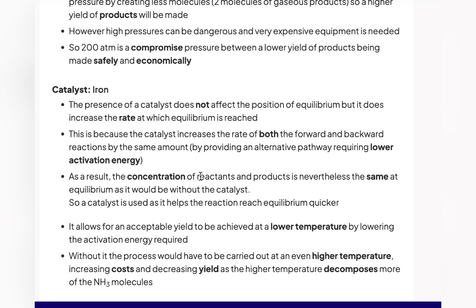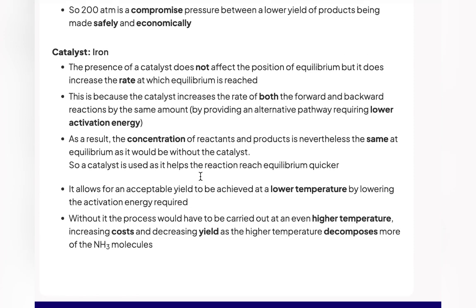It does this by providing an alternative pathway requiring a lower activation energy. As a result, the concentrations of the reactant and product are nevertheless the same at equilibrium as they would be without the catalyst. Catalyst speeds up the rate of reaction. So a catalyst is used to help the reaction to reach equilibrium faster. A catalyst is just something used to help the substance to reach its equilibrium faster.